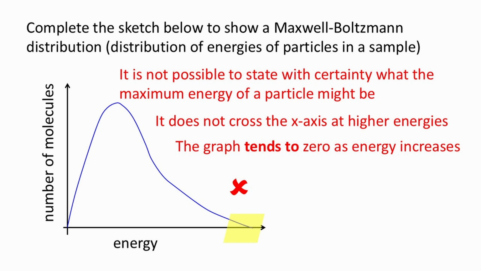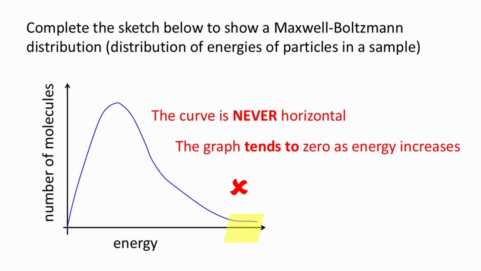Here's the next mistake. It is not possible to state with certainty what the maximum energy of a particle might be. The line does not touch or cross the x-axis at higher energies. The graph tends to zero as energy increases. Here's the next mistake. The curve is never horizontal. The graph tends to zero as energy increases.